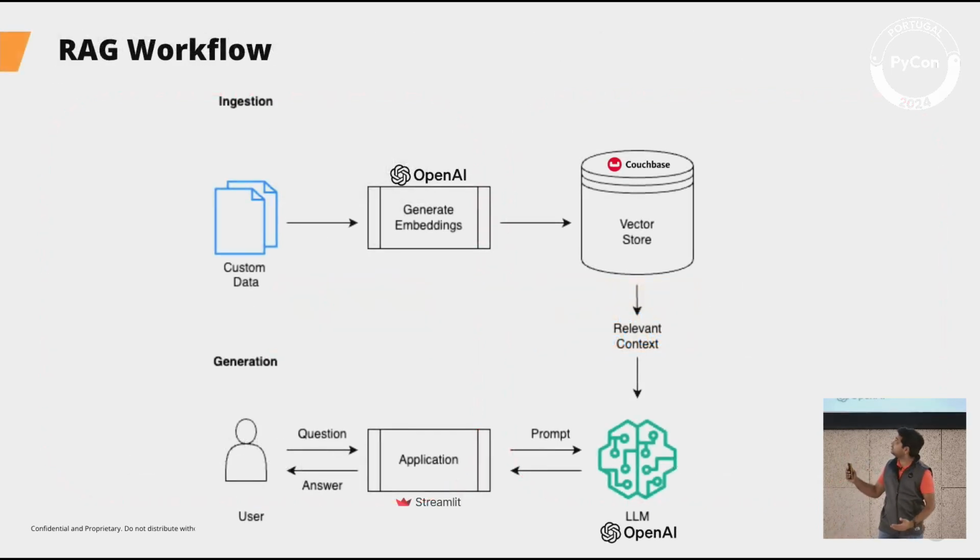Yeah, so this is the workflow. You have your custom data, you generate embeddings for it, and store it in a vector store. And then at the time of generation, you ask the question to the vector store, and you get some documents that are relevant to this question, and then you inject this into the LLM context.